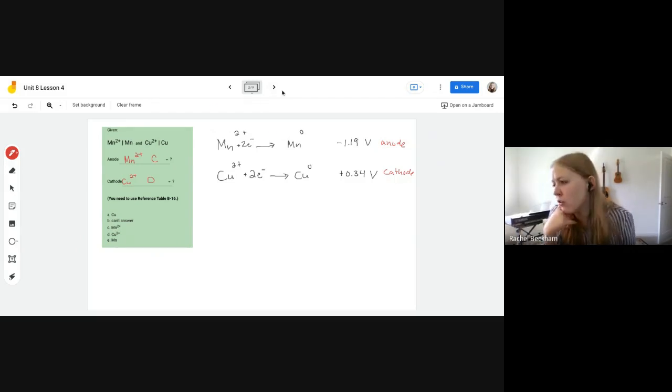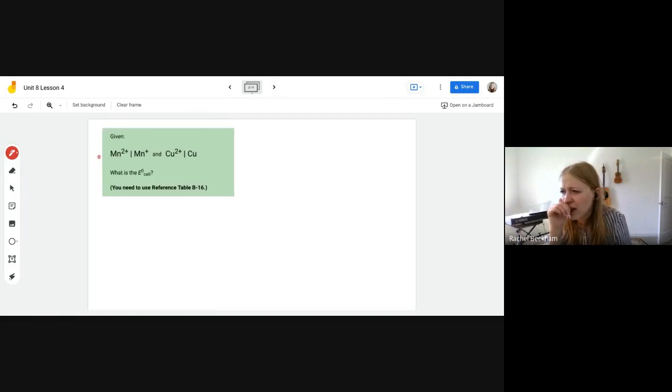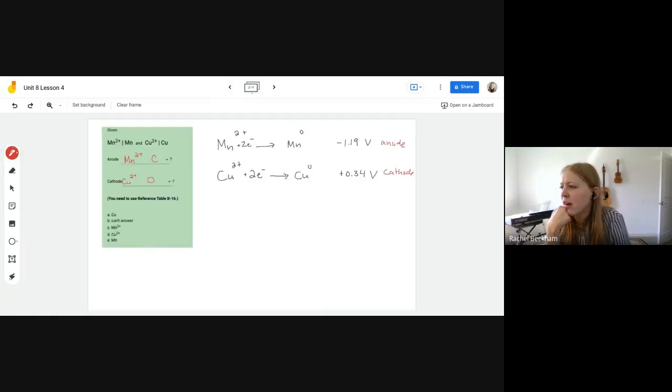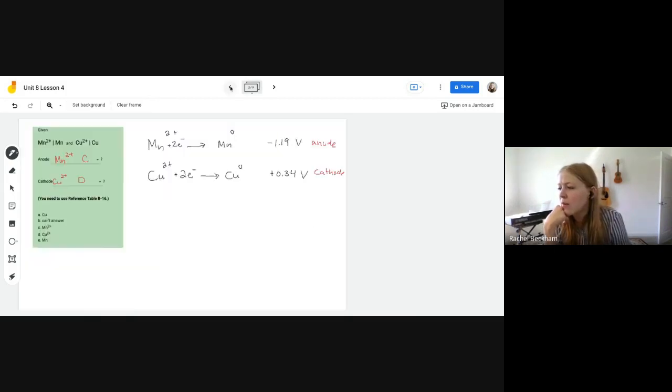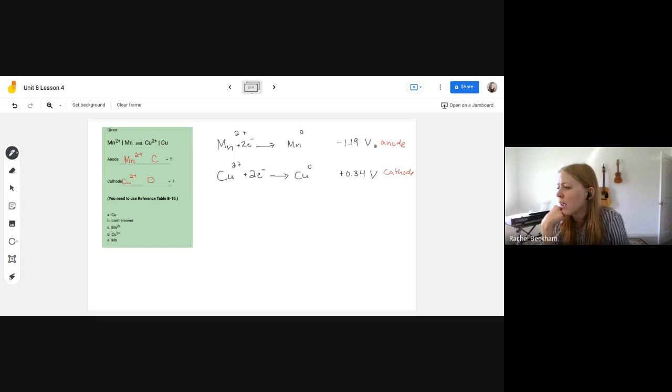Okay, so again, you just write the reduction reactions, find them on the data table, and see which one has the lowest value. The substance with the lowest value functions as the anode, and you choose the one that's most positive. The follow-up question asks the same situation, but now it asks, what is the E of the cell? The formula for that is really easy. E cell is equal to the E of the cathode minus the E of the anode. And we already looked that up. The E of the cathode was 0.34, and the E of the anode was negative 1.19.